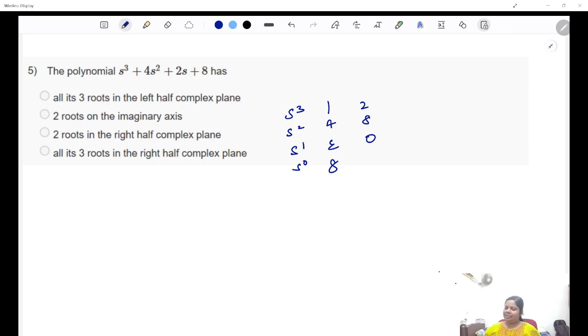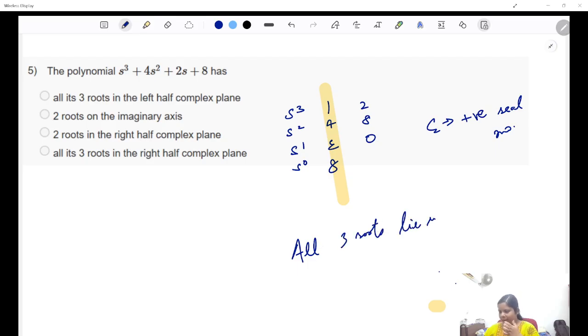That means, and this epsilon was some positive real number. Okay, so if you have a look at the first row, you will see that there is no sign change, and from here we can say all 3 roots lie in the left half of the S plane.